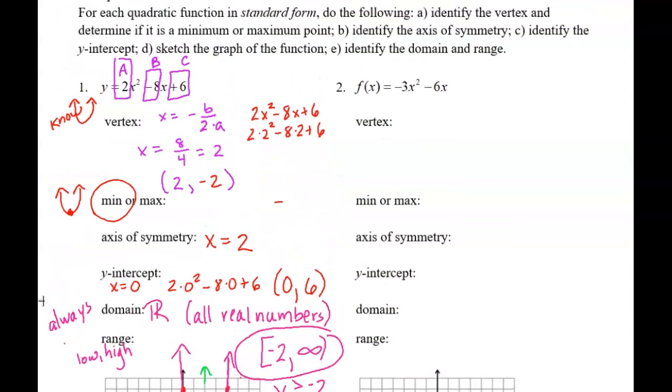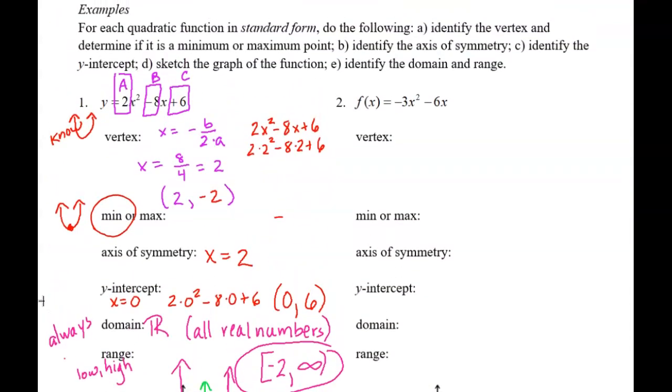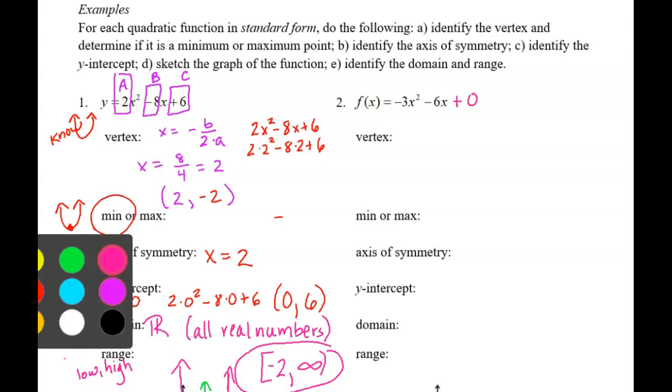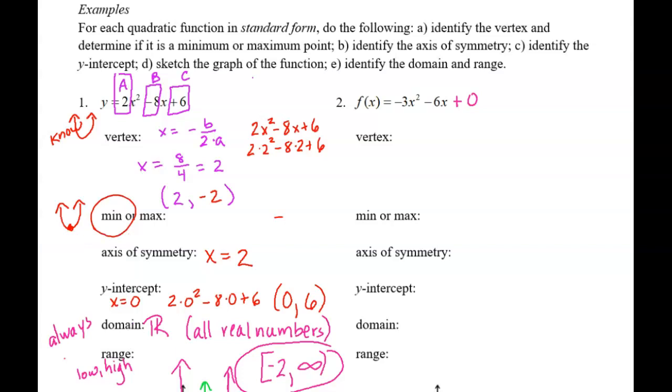So let's try another one. Now, on this one, we only have 2 terms. Since the number is missing at the end, you can always write +0. So what we need to do is find our vertex. We know if a is negative, the shape should be like this, so that means it opens down. So I'm going to have a high point, so I know I'm going to have a max. Our vertex, negative b, or the opposite of b, over 2 times a. So here's a, b, and c.